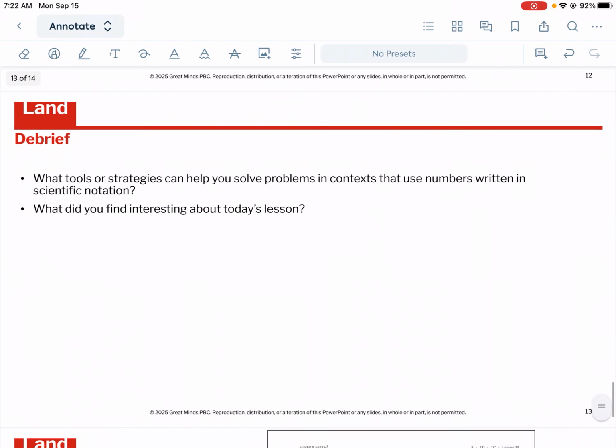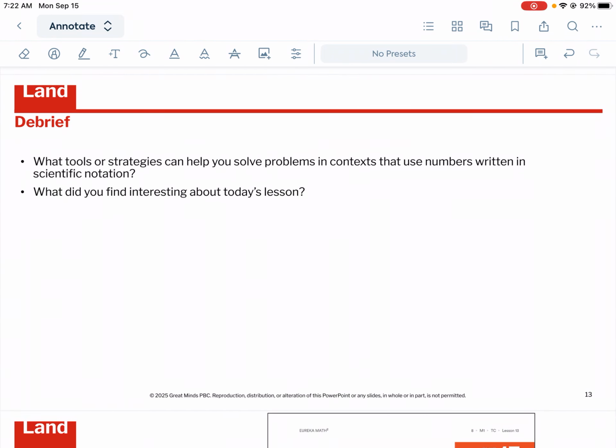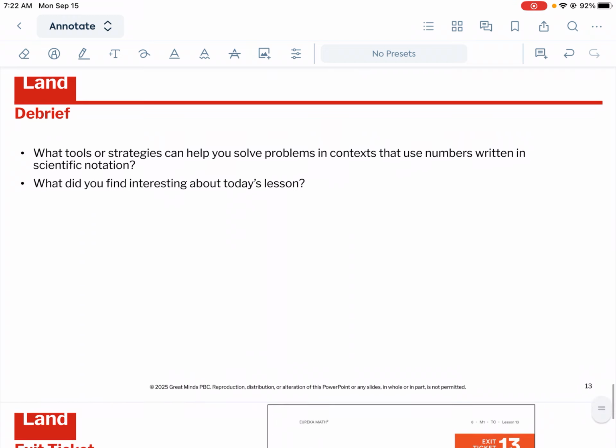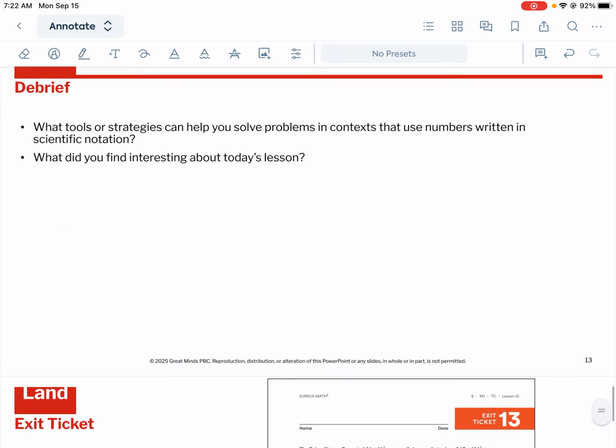We're moving on. We're basically at the end. Quick question. What tools or strategies can help you solve problems in context that use numbers written in scientific notation? We're going to skip number 2. What did you find interesting about today's lesson? If anything, but personally I didn't, so I'm just going to skip right on past that.